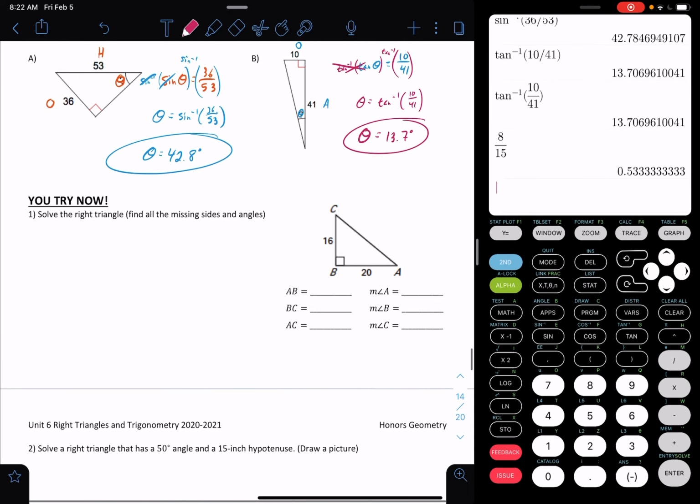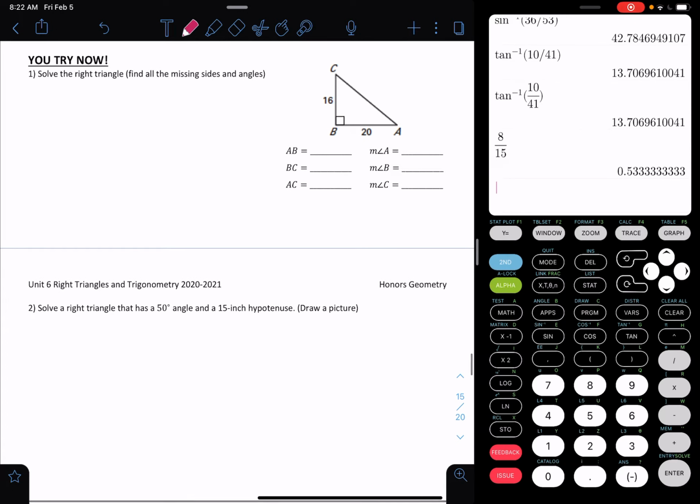So if we go on, a couple you try nows. Now that we know how to solve for missing sides and missing angles, we can solve a right triangle. What solving a right triangle means is find all three sides and all three angles. A couple things to remember as you try these problems. Before I see you in class, make sure you try these.